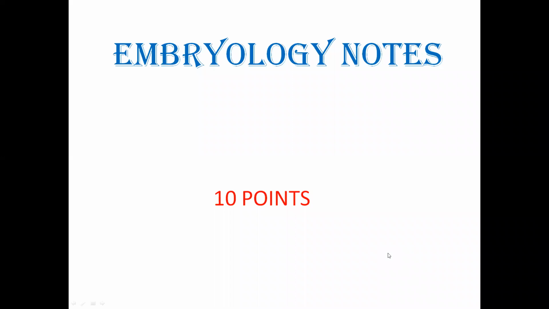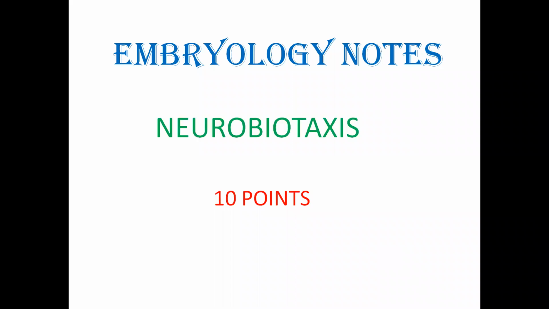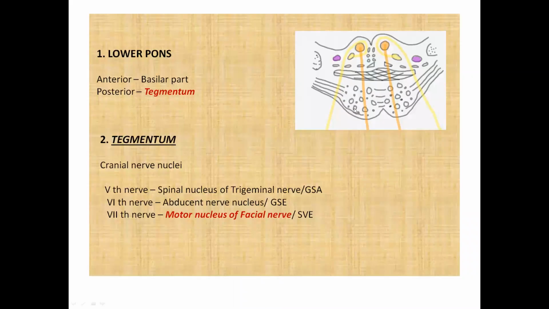This presentation is about the 10 points related to neurobiotaxis. The cross-section of pons shows two distinct areas, a large anterior part called the basilar part and a small posterior or dorsal area that's called tegmentum. The basilar part shows corticopontine fibers, corticonuclear fibers, corticospinal fibers, as well as pontine nuclei. Whereas in the tegmentum, we'll have the ascending tracts, descending tracts, and the nuclei of cranial nerve.